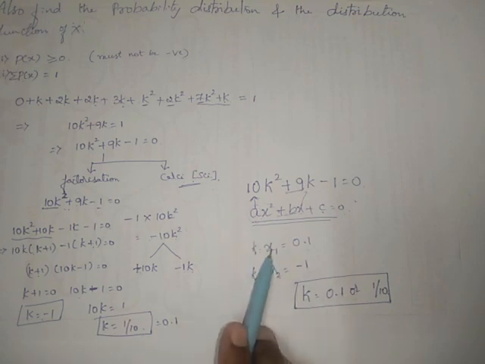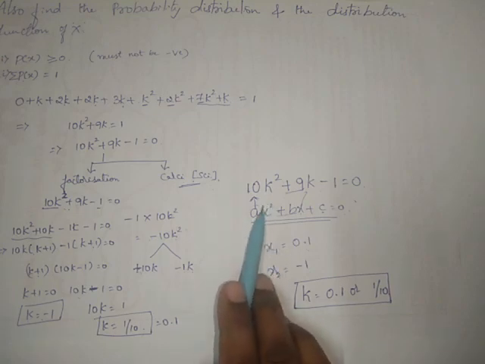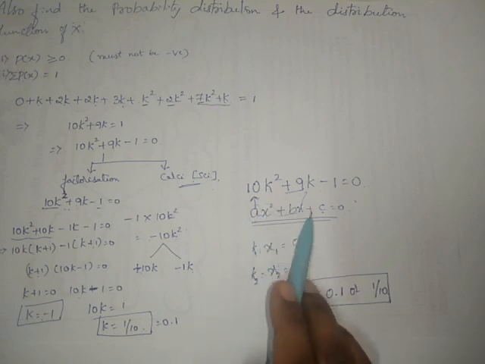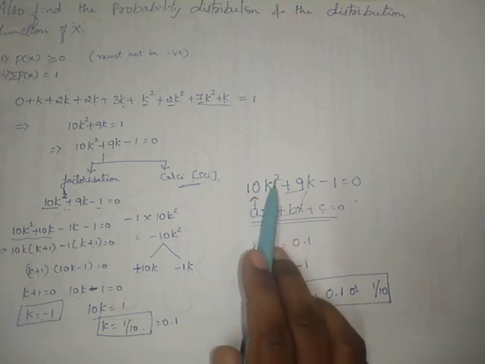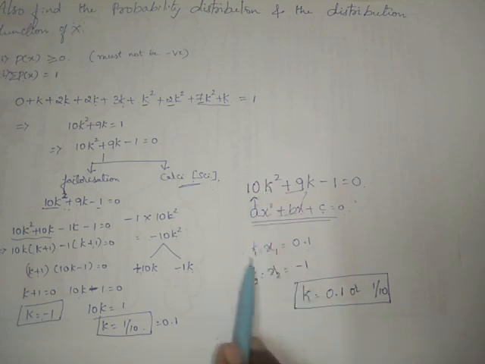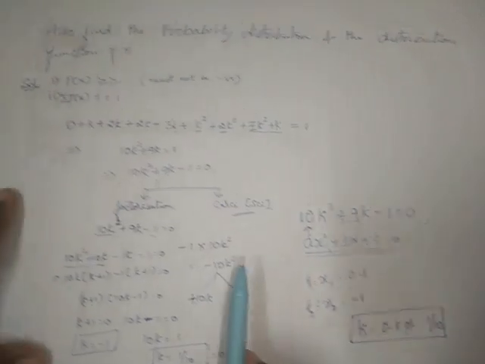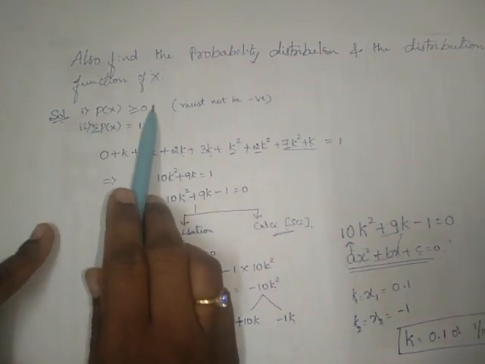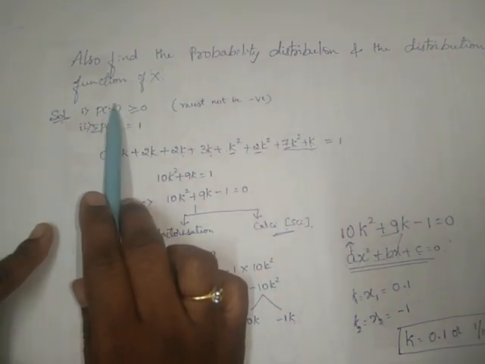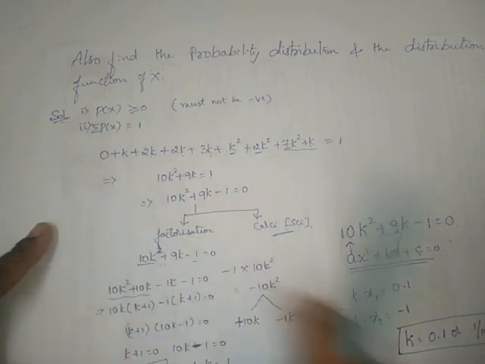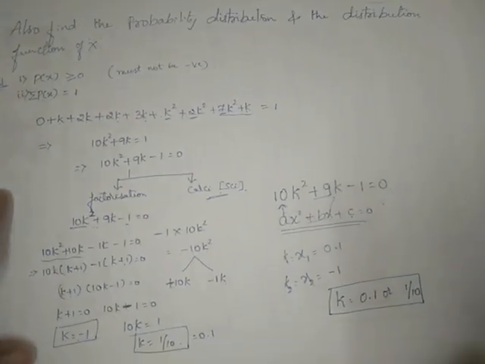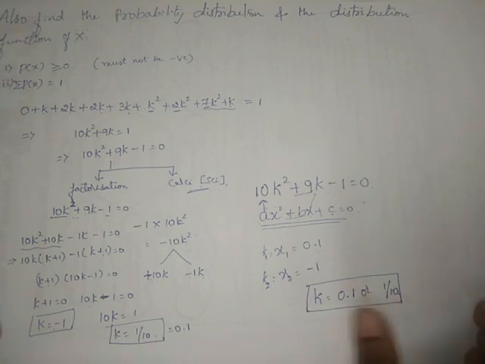Here we have taken it as x1 and x2. In the calculator it showed x1 and x2. It is nothing but the values. X can take two values here, but in our equation it is in the form of k square. So the values we got in the calculator are nothing but k1 and k2. We considered the positive one. Why? Because of the characteristics of the probability function: p of x must be greater than or equal to 0. That's why we considered k as 0.1 or 1 by 10.